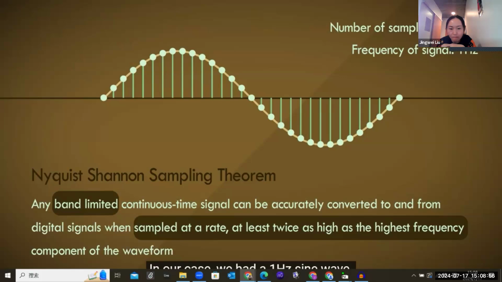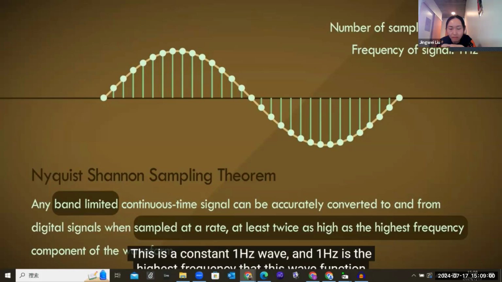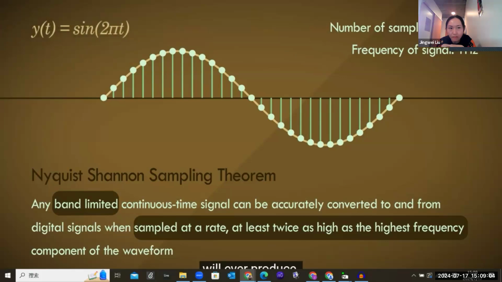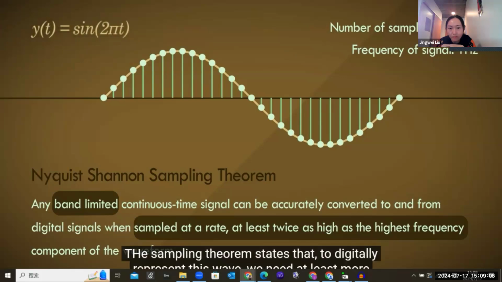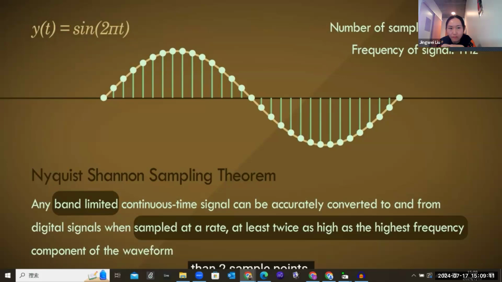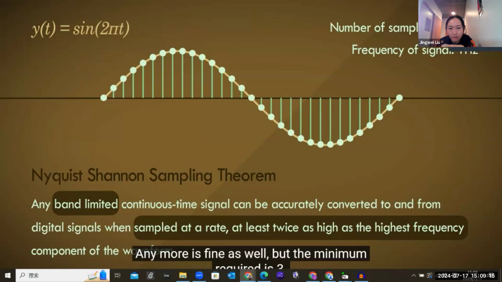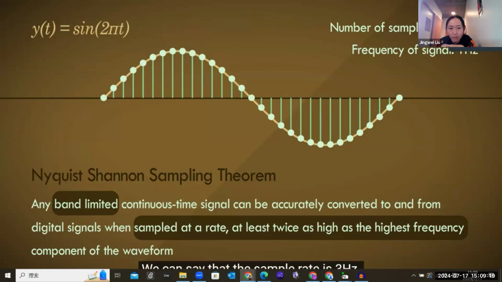In our case, we had a 1 Hz sine wave. This is a constant 1 Hz wave, and 1 Hz is the highest frequency that this wave function will ever produce. The sampling theorem states that to digitally represent this wave, we need at least more than 2 samples. Let's say 3. Any more is fine as well, but the minimum required is 3. We can say that the sample rate is 3 Hz.